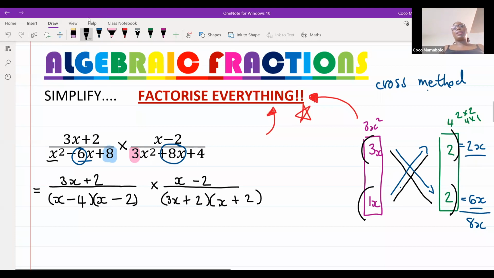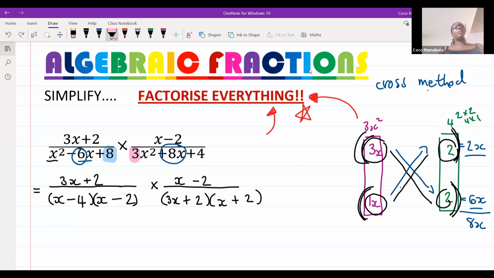Whatever number is sitting over here and over there, that's how I put them in my bracket. And whatever number is sitting over here and over there, I put those two in a bracket. That's why I went 3x and 2. If you look down here, I put 3x and 2 in one bracket, and in the other bracket, I put x and 2, because they were sitting horizontal to each other. You see it? Okay, thank you, ma'am.